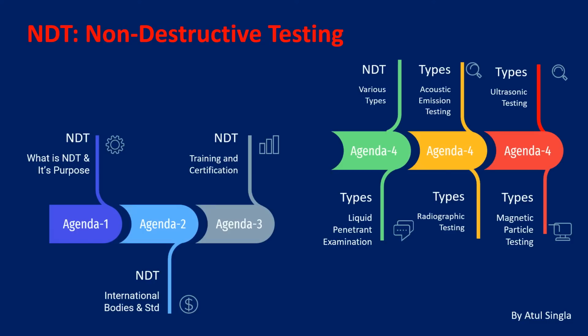In the second part, we are going to understand the various types of NDT and how we perform those testing, and what the various standards are, ASME, ASTM and other popular standards which are related to all these NDT testing. We'll also look into that. So let us start with the second part.